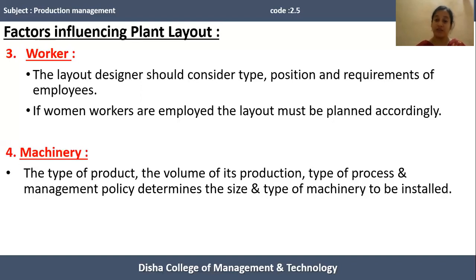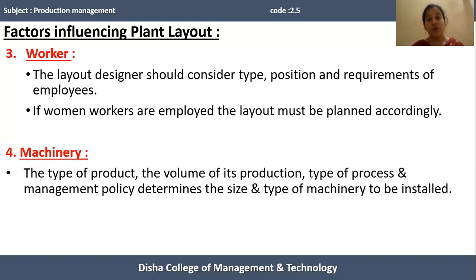For that reason, the arrangement, the layout, may be different. If the firm produces liquid material, then the plant layout may be different, and if the plant produces solid material, the plant layout may be a different one. So according to the installation of the machinery, the production manager should design the layout of the plant. And while designing the layout, he has to consider the type of process.